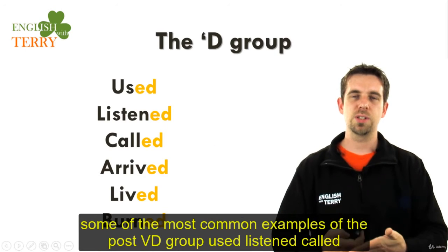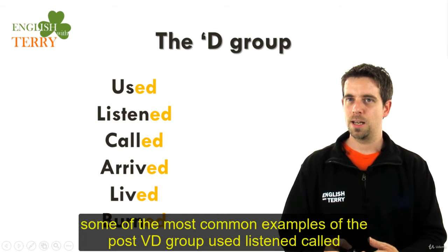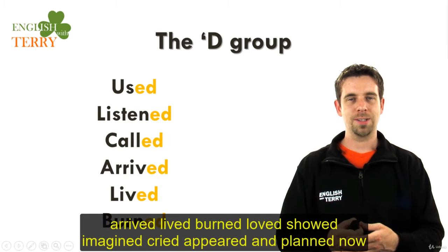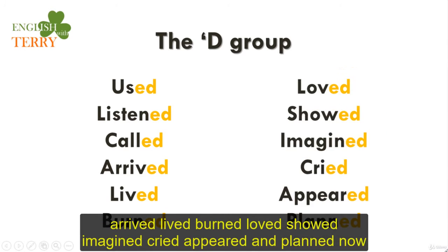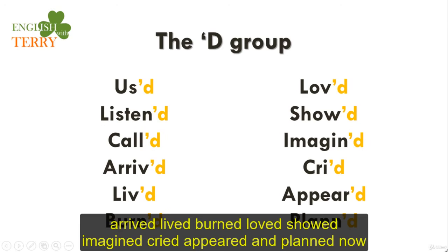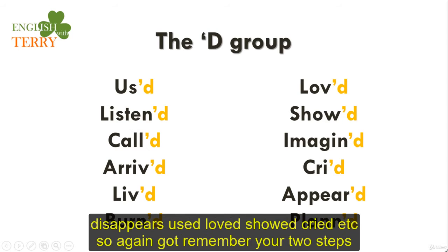Here we have some of the most common examples of the apostrophe D group. Used, listened, called, arrived, lived, burned, loved, showed, imagined, cried, appeared, and planned. Now again, look closely, look carefully. The ED is really apostrophe D. Apostrophe, just the E just disappears. Used, loved, showed, cried, etc.